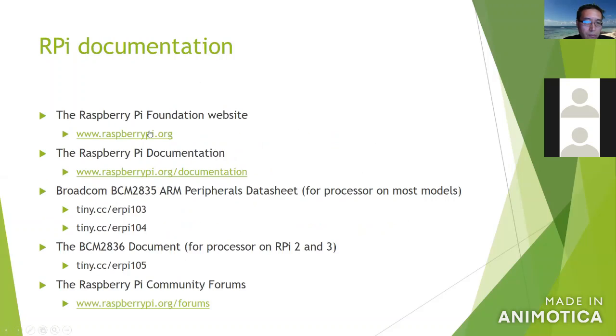There are all kinds of useful documentation available online for Raspberry Pi. For example, the Raspberry Pi Foundation website, www.raspberrypi.org. You can go to this website to see all kinds of Raspberry Pi information and documentation, and the Raspberry Pi documentation is also on the website.